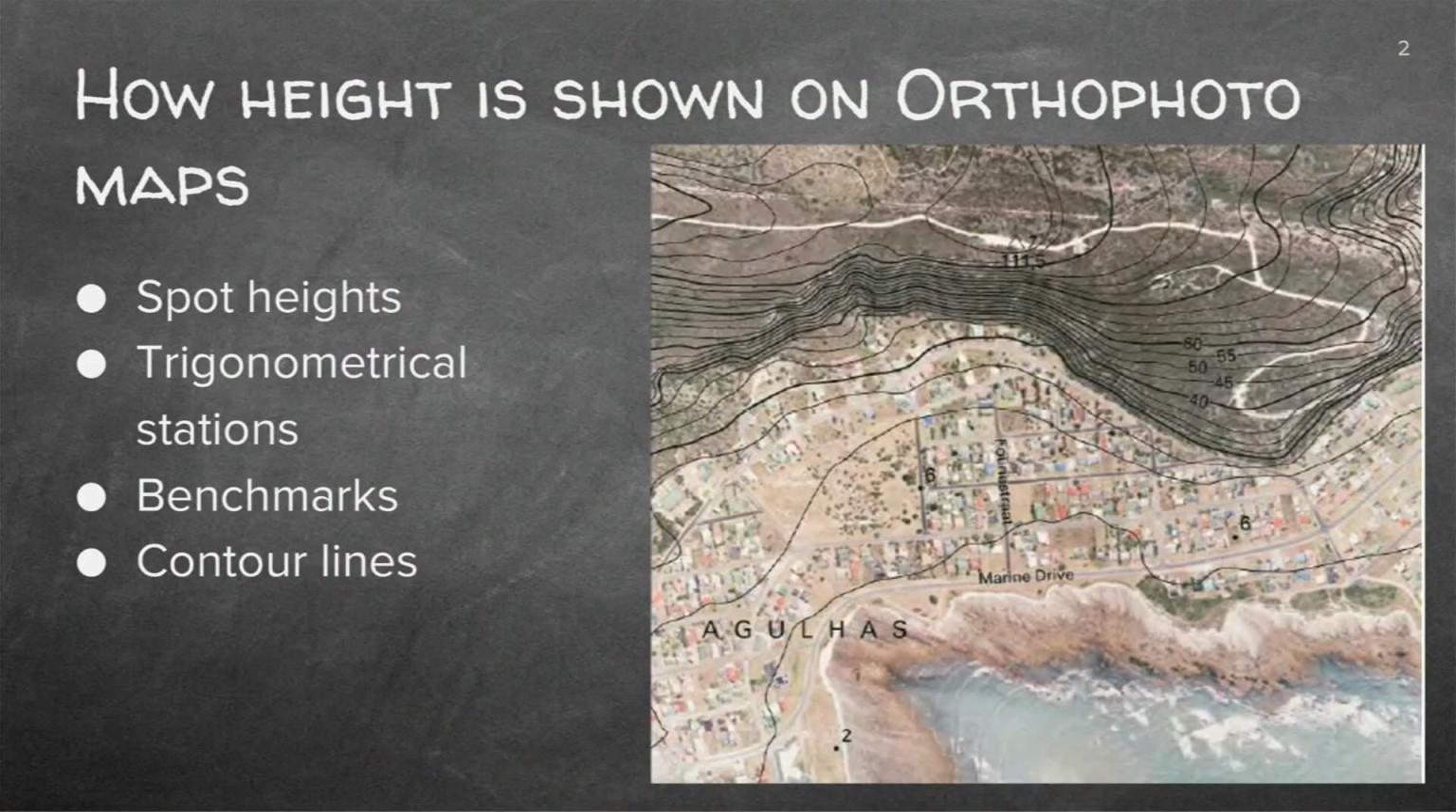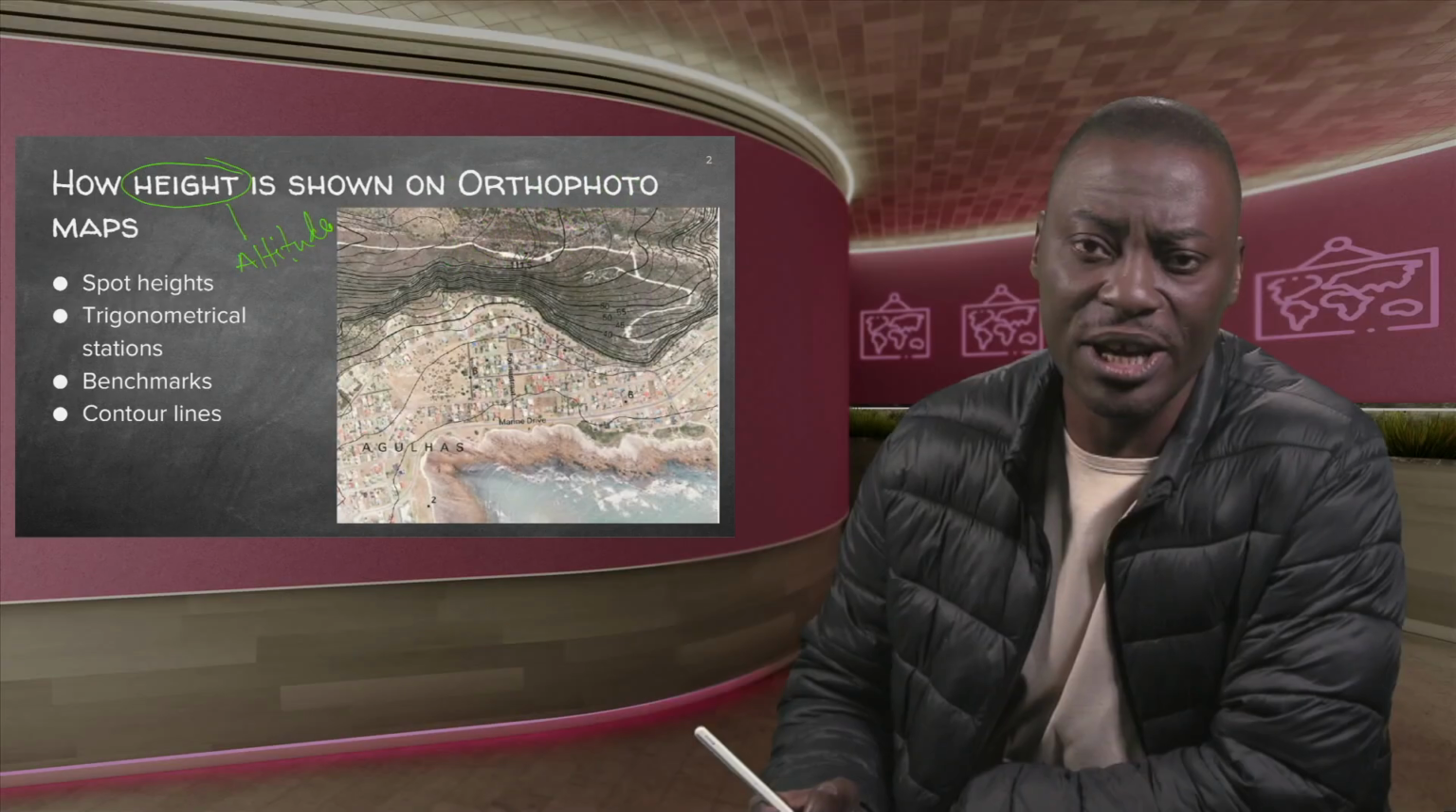There are four ways by which altitudes and heights are represented on orthophoto maps. By the way, I would need you to take note that I will be using the word altitude with height interchangeably. So this word height is the same thing as altitude in geography. So when you hear me say altitude, it is the same thing as height. So we're looking at how height or altitude is represented on orthophoto maps. There are four ways, I said.